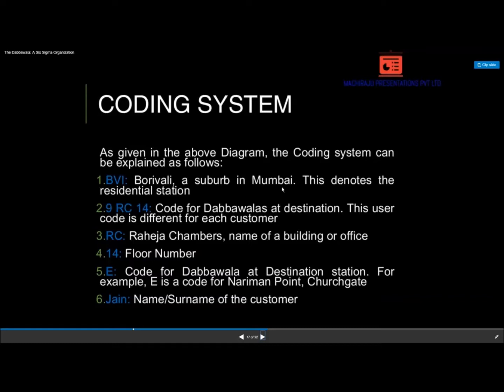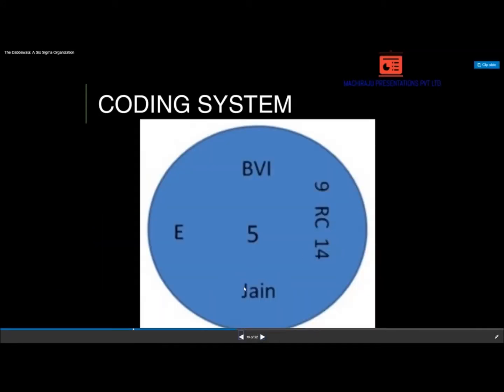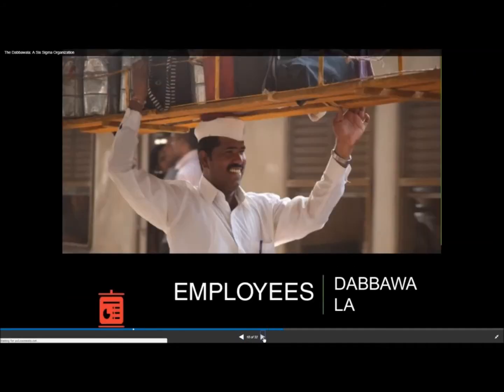BVI is Borivali, which is a suburb in Mumbai. This denotes the residential station. RC14 tells you the code is different for each customer. So RC means this is the name of an apartment building, 14th floor. E code for Dabbawala at destination charge, which means E code is for Nariman Point at Churchgate. Nariman Point is really downtown Mumbai. It's a place full of skyscrapers. And Jan is the name of the customer. Okay, Raheja Chambers 14. And then you go aggregation point, Borivali station, and then from there it goes to Nariman Point. And all of these have just codes written in indelible ink.